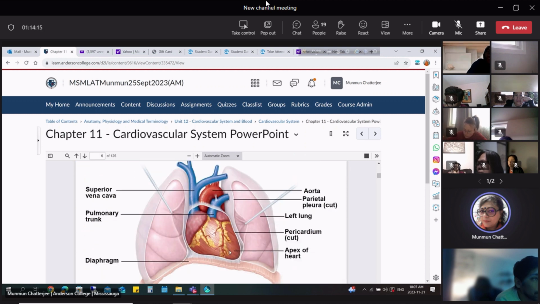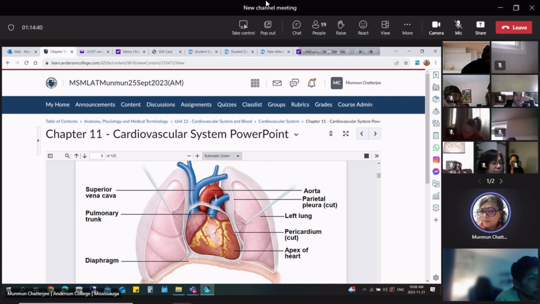So where is this one? You can see it is enclosed by a sac, differentiated from the lungs. This is called the pericardium. The inner one is double layered. It's not showing it here, it's a double layer or triple layer. So what is happening? In between there is a fluid. This is called the pericardium.